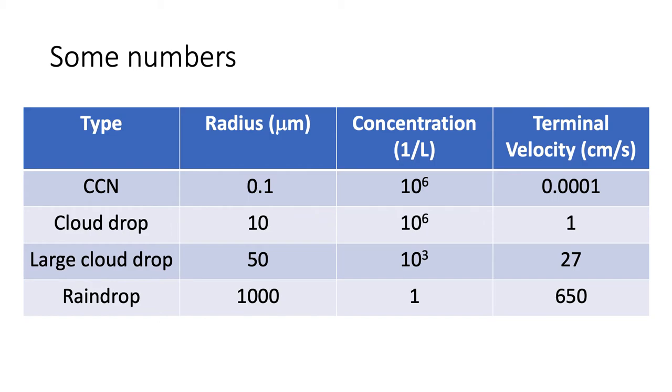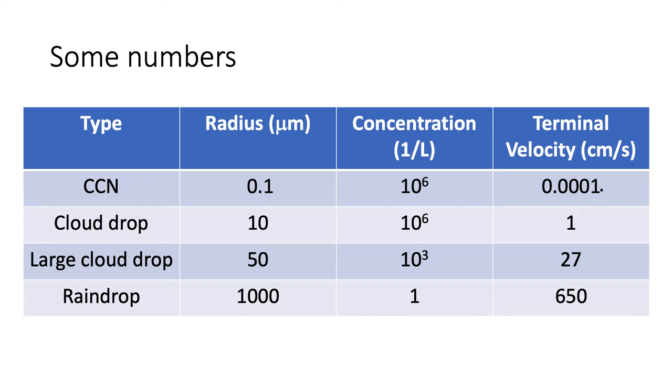Just to give you some numbers, CCNs, obviously, as you could imagine, are really, really small. And so we're talking about 0.1 microns of radius. We have about 1 million per liter, which is quite a lot. And also, because they're so small, their terminal velocity is almost negligible. It's very, very small. What does this mean? Well, it means that they can stay suspended in the air for a long time, all right? Precisely because they fall with such small speed.